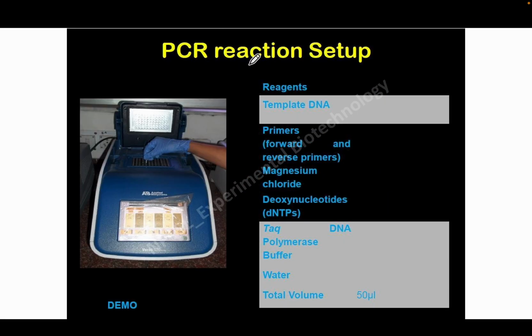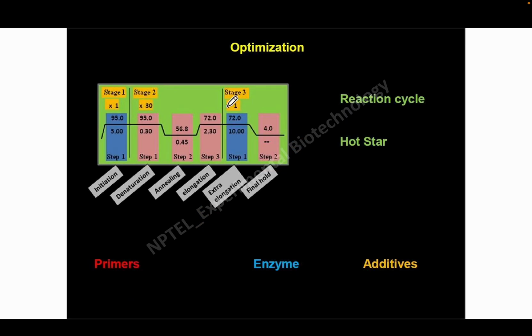So this is PCR reaction setup. You have to be ready with template DNA, primers, magnesium chloride, dNTPs, Taq polymerase, buffer, and water, and the total volume can be 20 microliters, 25, or 50 microliters. Okay. And then in that display mode, you have to set up your protocol.